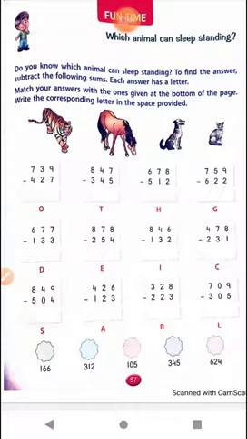Now what you have to do is, first you have to do all the subtraction. Okay? And then each subtraction has a letter. Then match your answer with the ones given at the bottom of the page. That means the subtraction where the answer is 166, you have to write the corresponding alphabet. Similarly, you have to write the corresponding alphabet for other subtractions also, and then you will get the name of an animal which can sleep standing. So, I'll do just one or two.